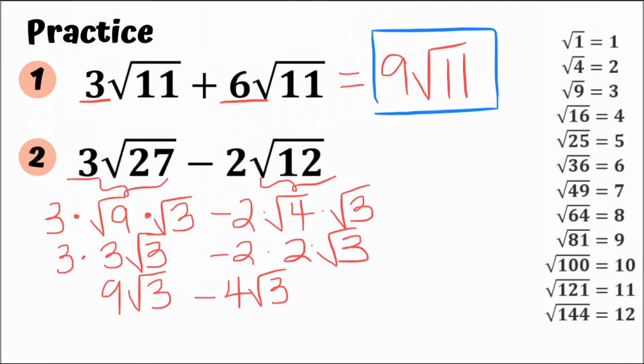And notice how now my radicands are the same. They're both square roots of 3. So I can subtract. 9 minus 4 gives me 5. So my answer now becomes 5 square root of 3. And that is it. Let's take a look at some more examples.